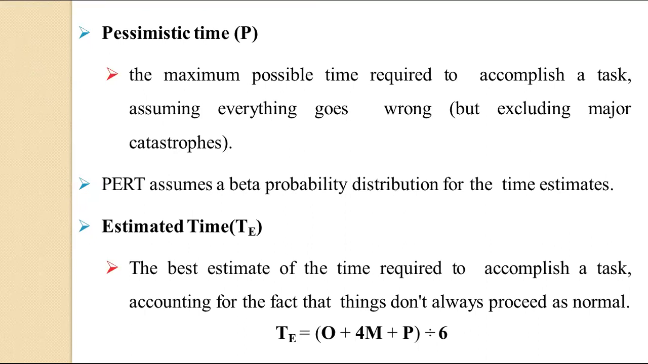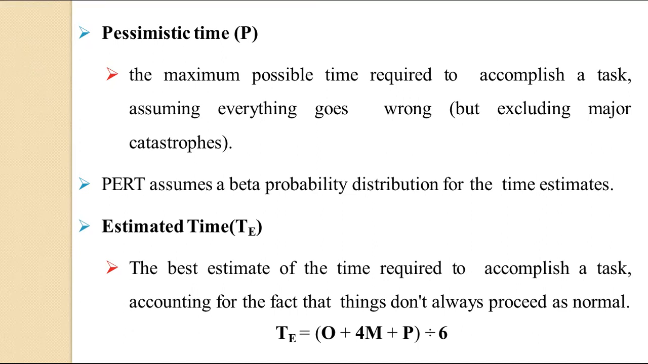So this is nothing but the best time required to accomplish the task, accounting for the fact that things don't always proceed as normal, and which is given by the formula we have discussed. TE is equal to O plus 4 times M plus P divided by 6. That is, optimistic time plus 4 times the most likely time plus pessimistic time, divided by 6.